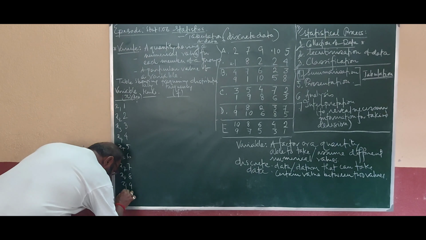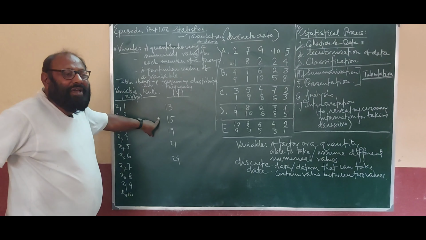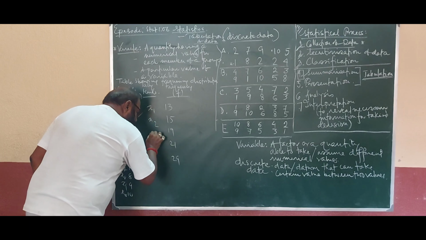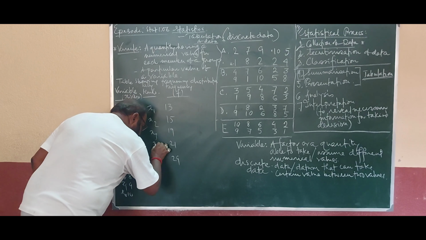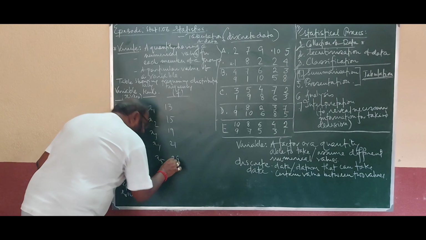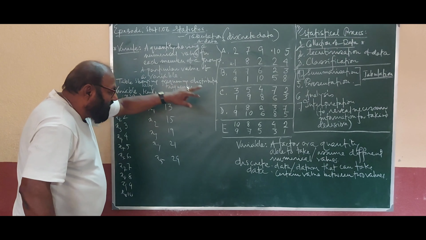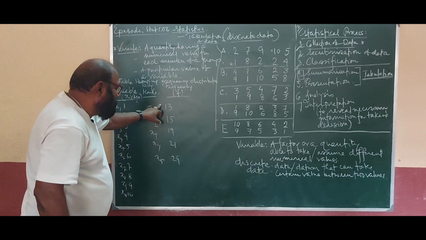Okay, so these are the 5 observations. So what is the value of x1? This is x1, this is x2, this is x3, this is x4, and this is x5. Because this quantity is taking different values, that is why they are known as variables.